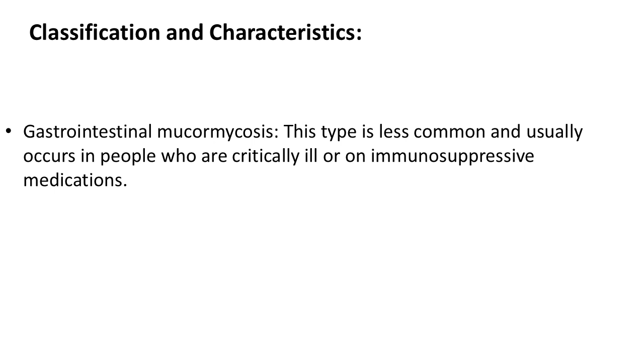Classification and characteristics. Gastrointestinal mucormycosis. This type is less common and usually occurs in people who are critically ill or on immunosuppressive medications.